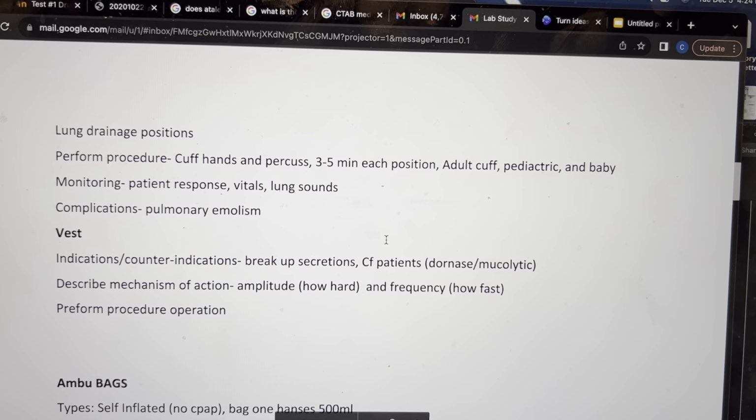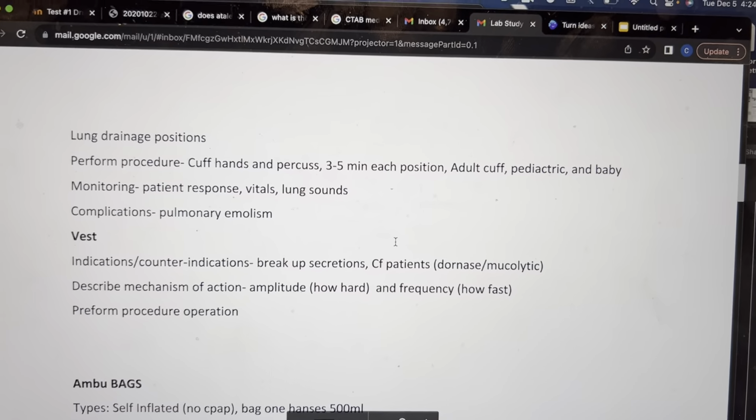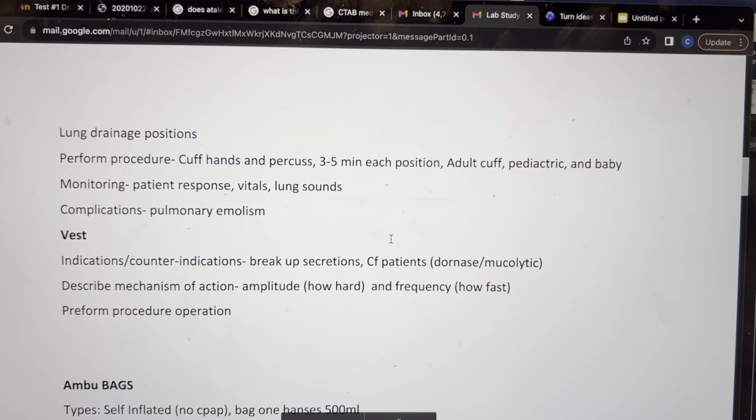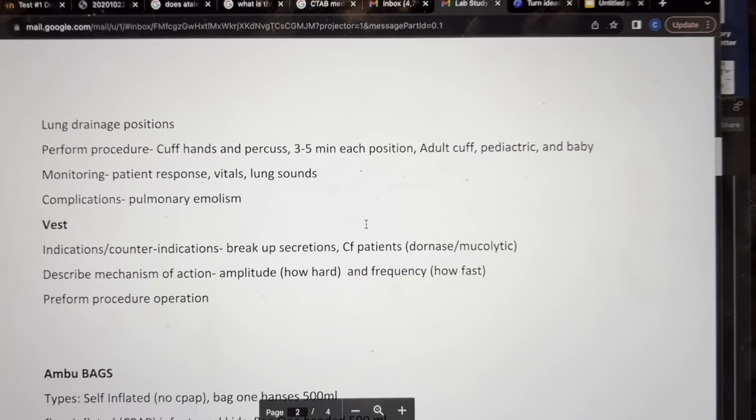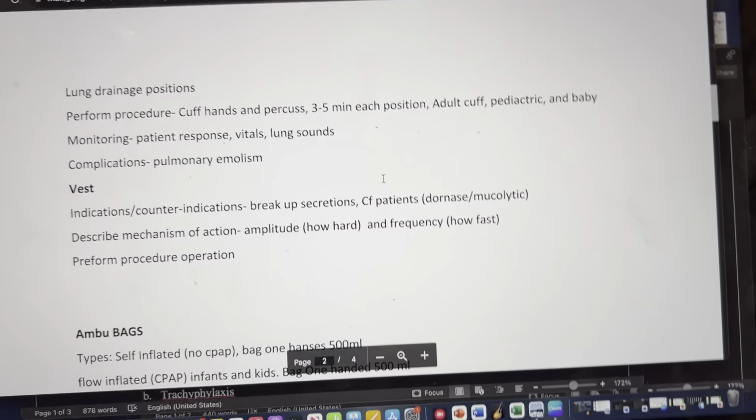Monitoring patient response, vitals and lungs. Complication, pulmonary embolism when doing percussive therapies.